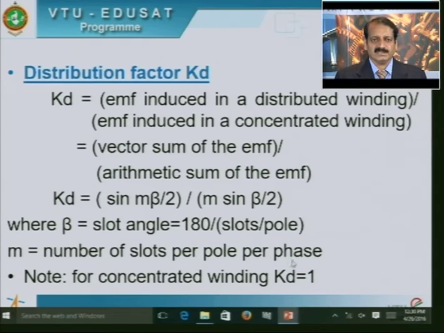So, for a 3-phase generator, the number of slots per pole will be 6 in the considered example. Per phase there are 3 phases. So, slots per pole per phase is equal to 2 in the case of a 36 slot, 6 pole, 3 phase alternator. And for concentrated winding, as usual, beta is equal to 0. So, what we get is Kd is equal to 1.